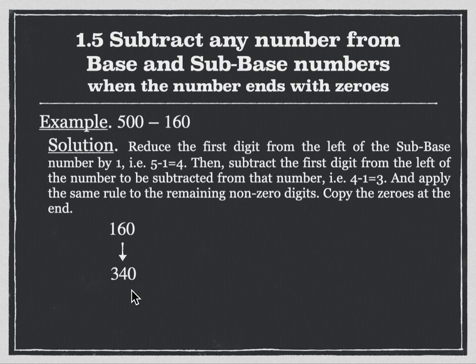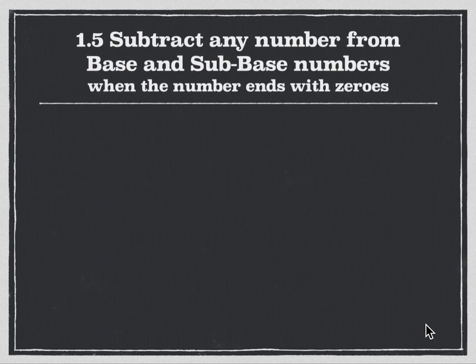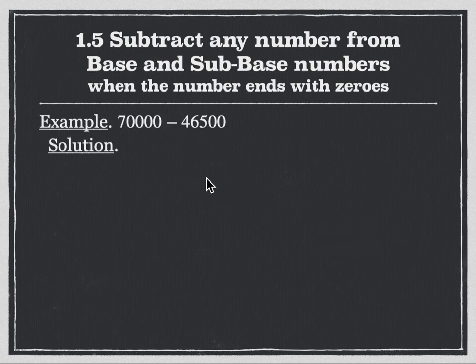Now let's take a look at another example, shall we? We have 70,000 minus 46,500. Again, we focus on the 6, 5. 7 minus 1 is 6. 6 minus 4 is 2. So we have 2 for our 10,000s place. So we have 65 then to think of.